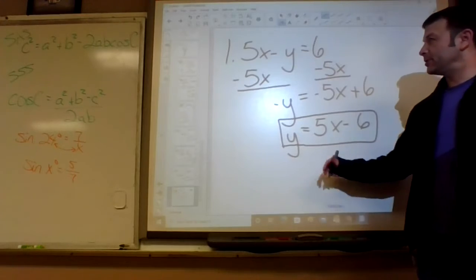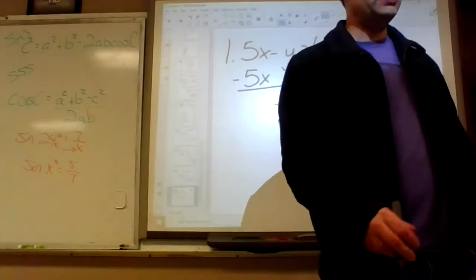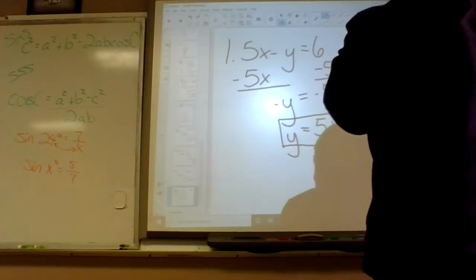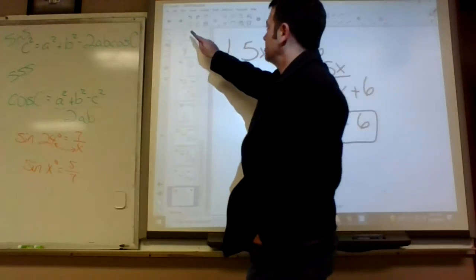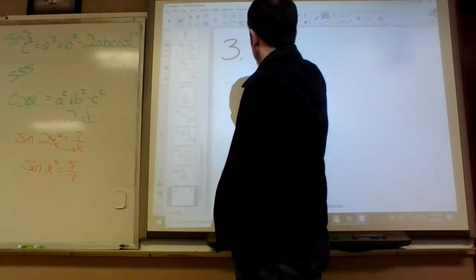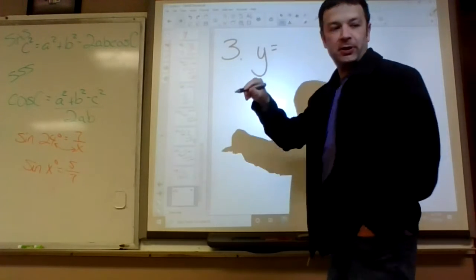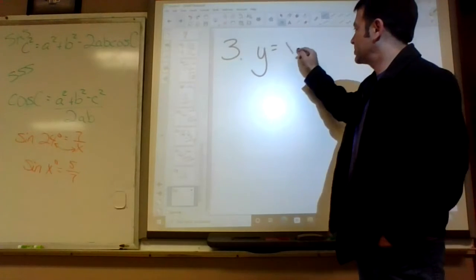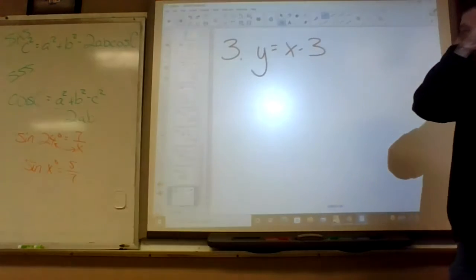All right, number 3, ready? It says, make a table of at least 3 ordered pairs, then graph the equation. You guys remember how we did this? Yes, I think. We made a lot of tables about a month ago. y equals x minus 3. This was on the last test. Making tables was.